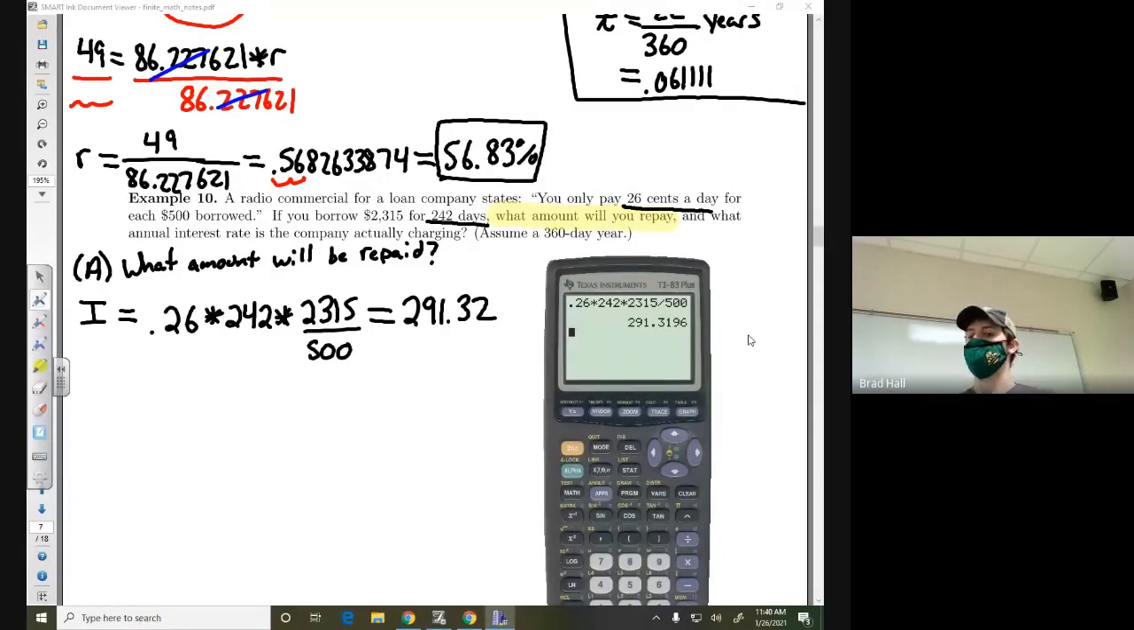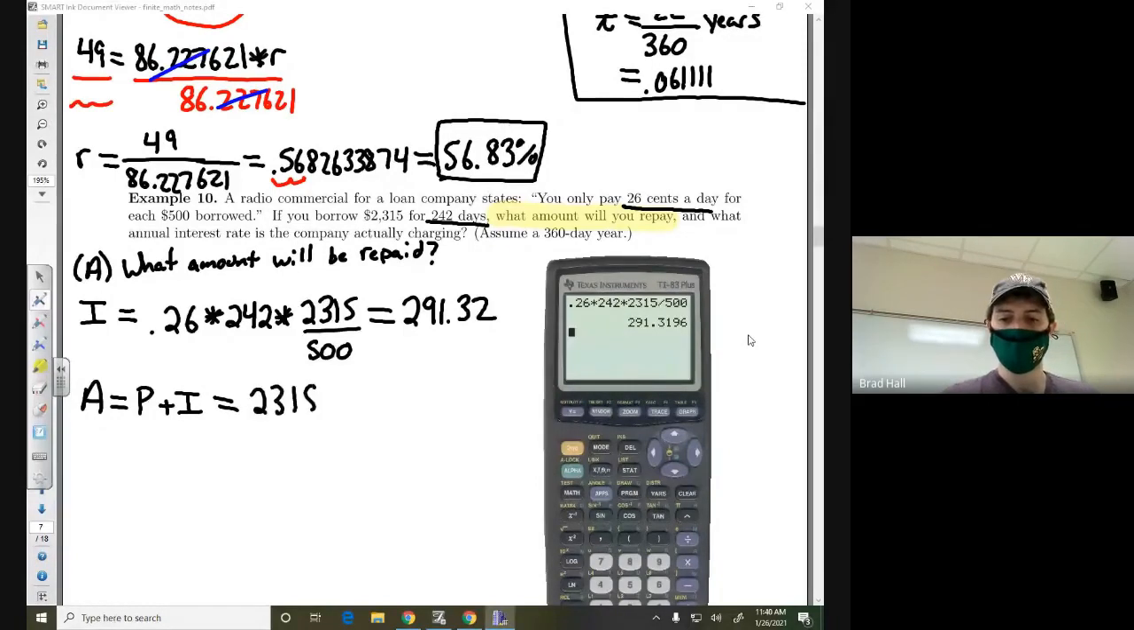But this is not the final answer. Now that we know the fee and we know the amount we borrowed, we just put those together and we get the final amount. So in other words, the final amount is equal to the original amount plus the fee. So the amount we borrowed was $2,315. The fee for borrowing that was $291.32.